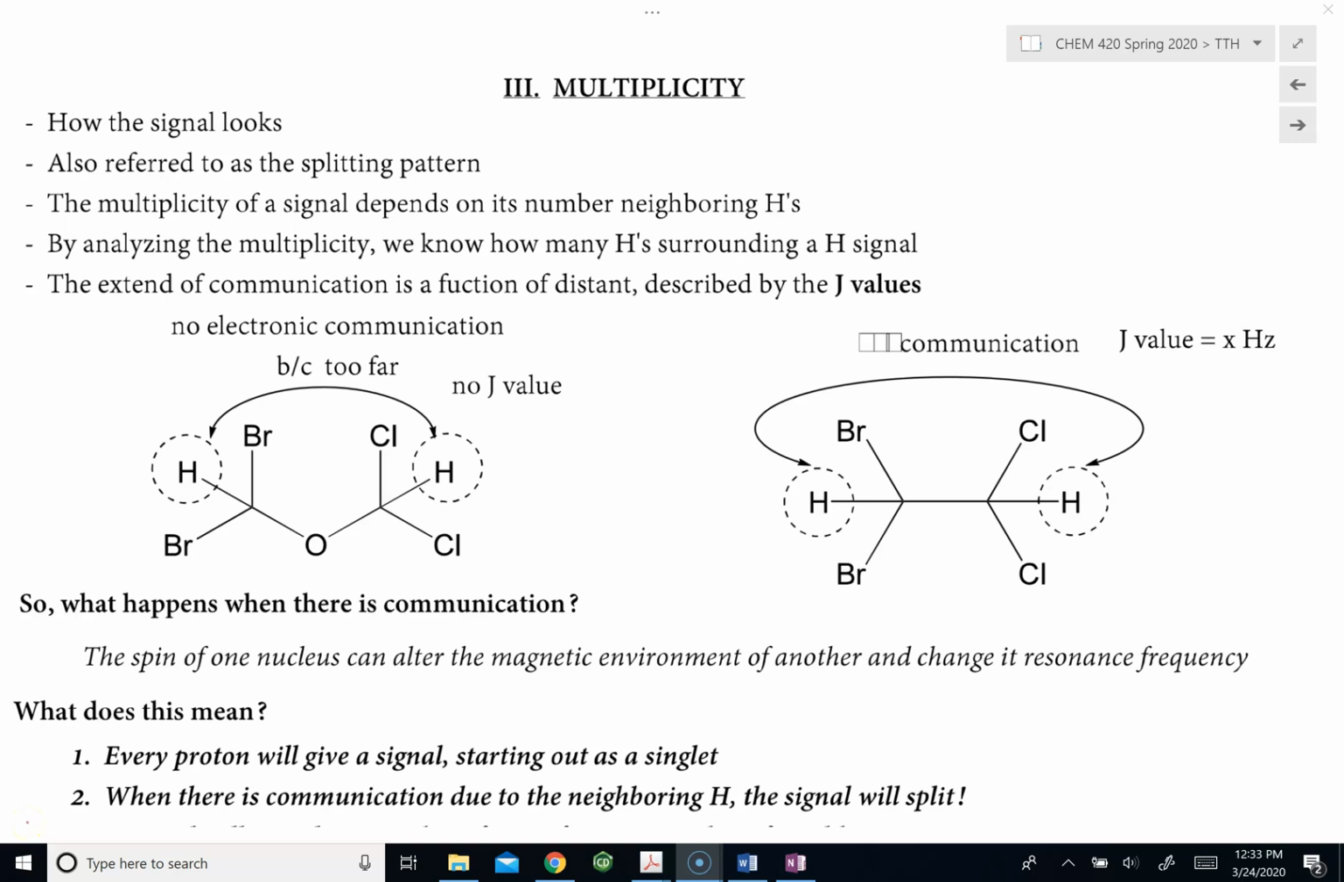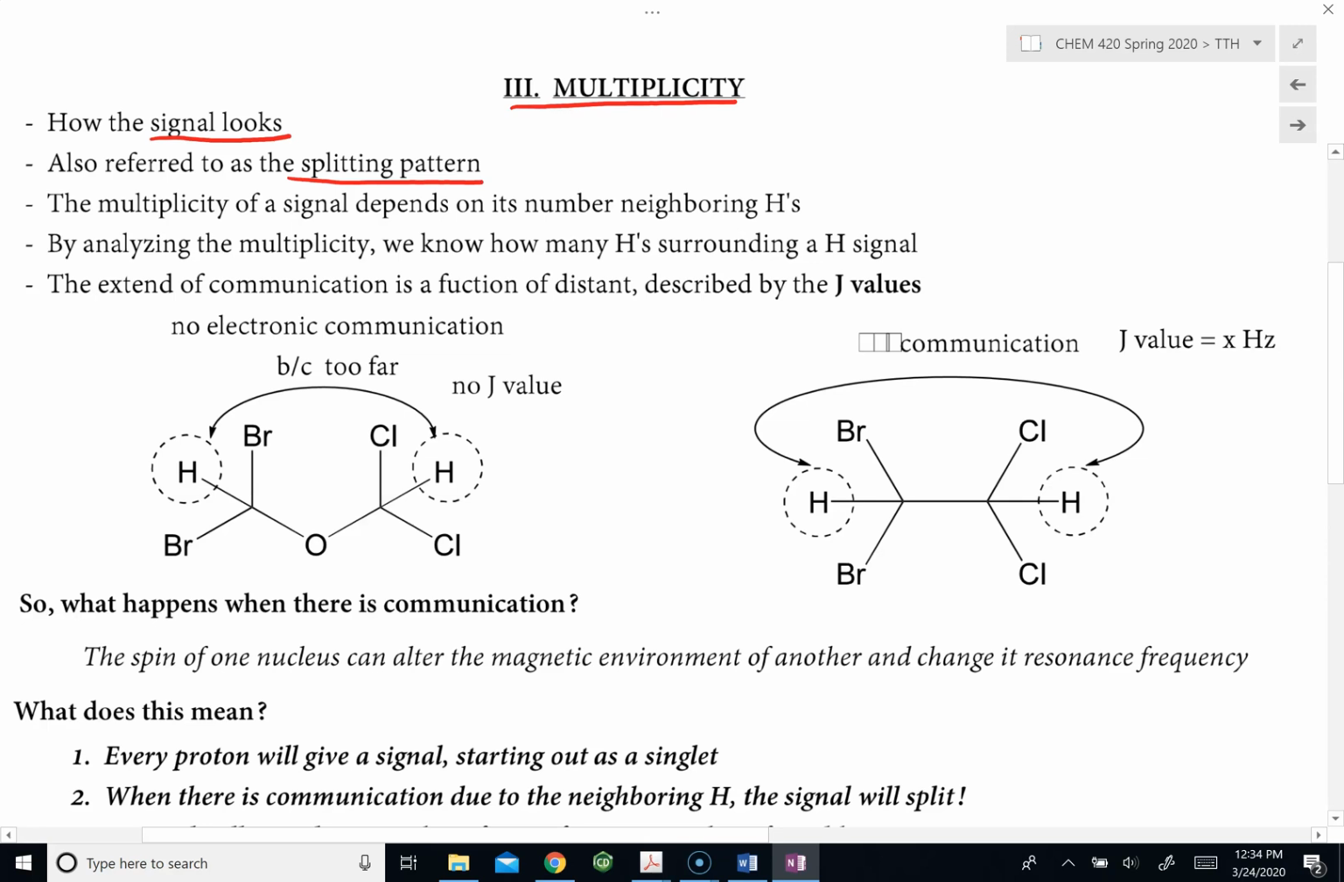In this video, we will discuss the third factor of a hydrogen NMR signal, in this case, the multiplicity. The multiplicity of a signal refers to how the signal looks. We refer to that as the multiplicity, and we also refer to it as a splitting pattern.